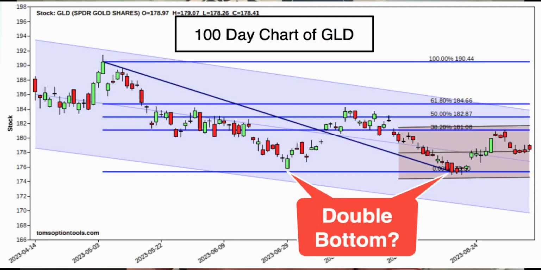Now, remember this chart? This is the 100-day chart of GLD. And it's important to understand that while this has been in a downtrend for some time, it's been double bottoming recently around the 175 area, and potentially a higher low is now forming. It seems to be trying to crawl out of the position it's in.